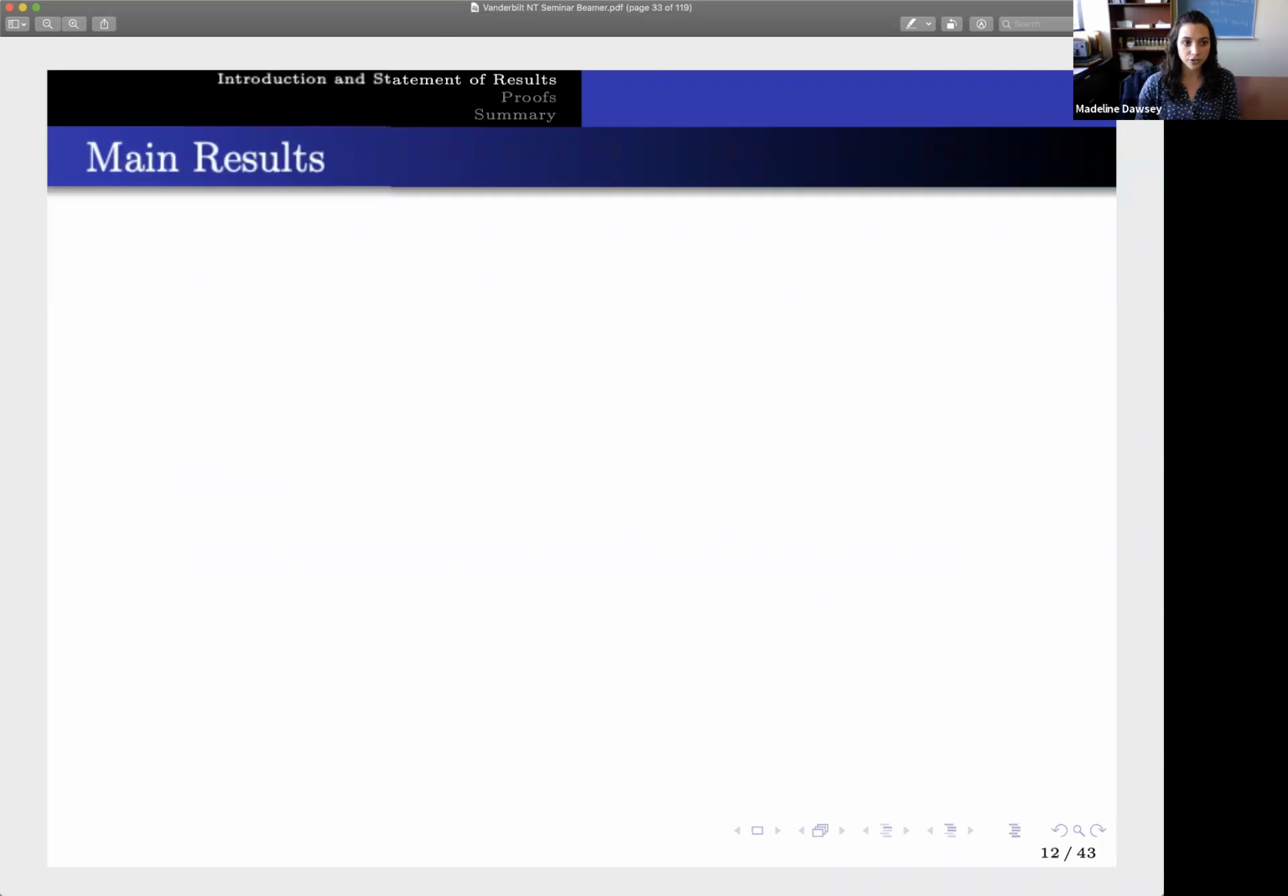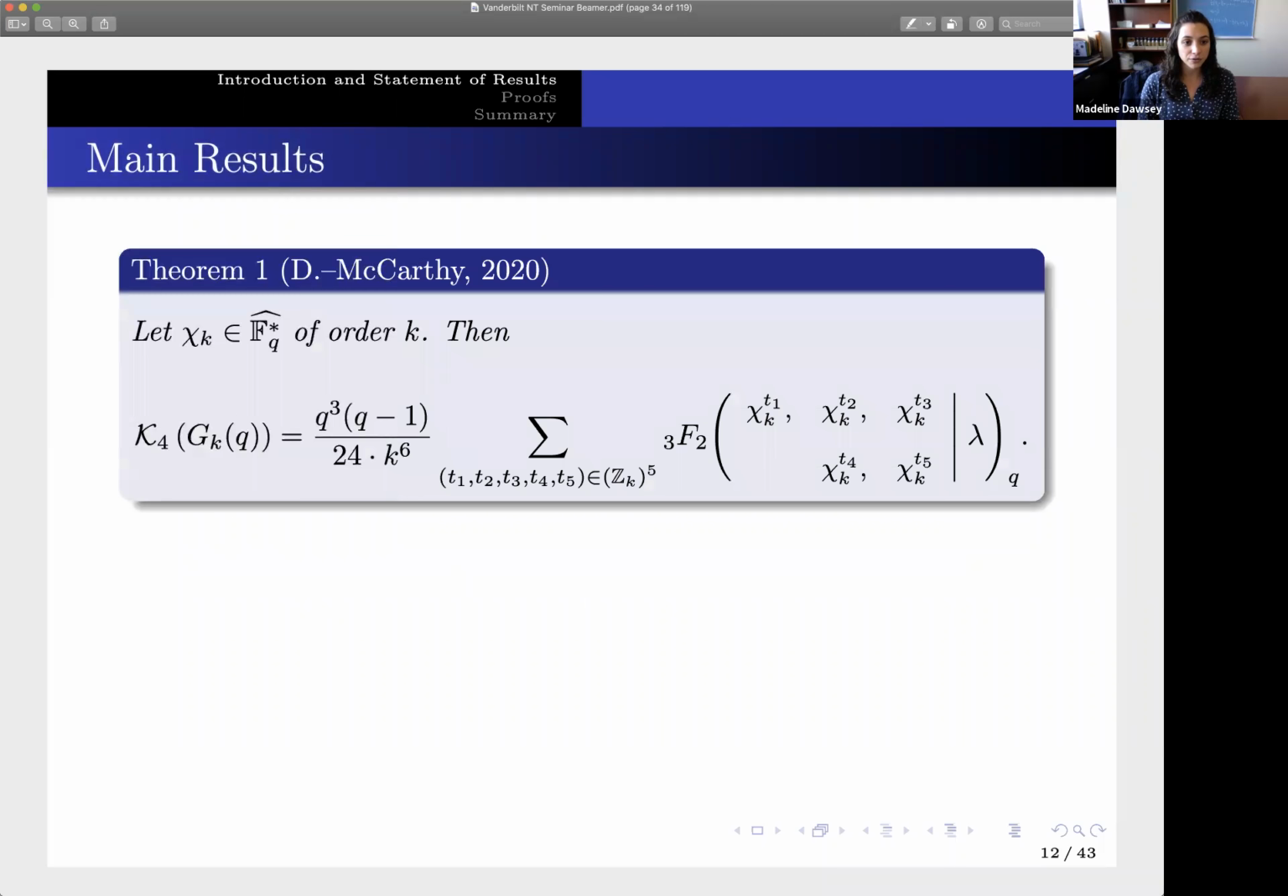Okay, so I'm going to go ahead and show the main results, and then I will spend several minutes defining everything that's in these theorems. Here's our first main result. If chi_k is a character of order k, then the number of complete subgraphs of order 4 in the generalized Paley graph can be written like this. It's a big nasty expression with these 3F2 finite field hypergeometric functions that I will define. Notice that it's a sum over five different things in Z_k.